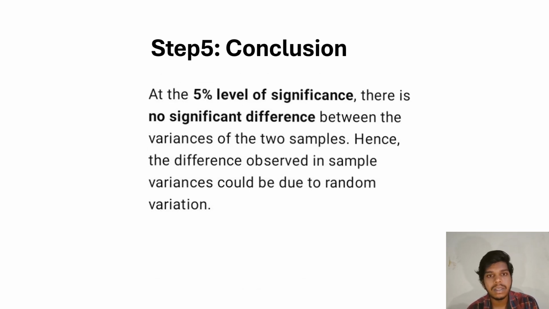And step 5, conclusion. At the 5% level of significance, there is no significant difference between the variances of the two samples. Hence, the difference observed in the sample variances could be due to random variation.